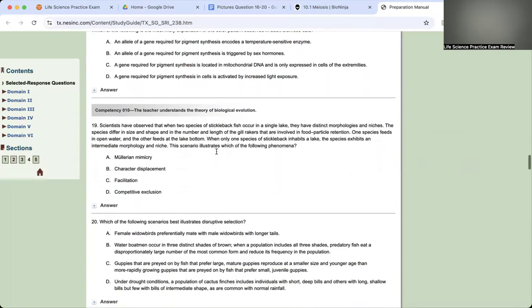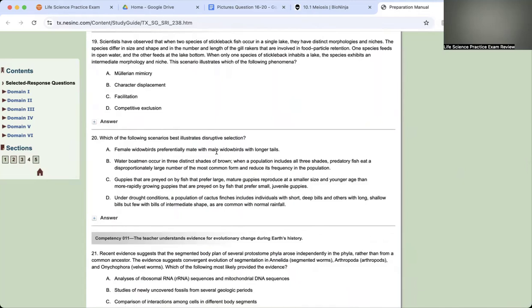All right, so let's move on to question 19. It says, scientists have observed that when two species of stickleback fish occur in a single lake, they have different morphologies and niches. The species differ in size and shape and in the number and length of the gill rakers that are involved in food particle retention. One species feeds in open water and the other feeds at the lake bottom. When only one species of stickleback inhabits a lake, the species exhibits intermediate morphology and niche. This scenario illustrates which of the following phenomena?